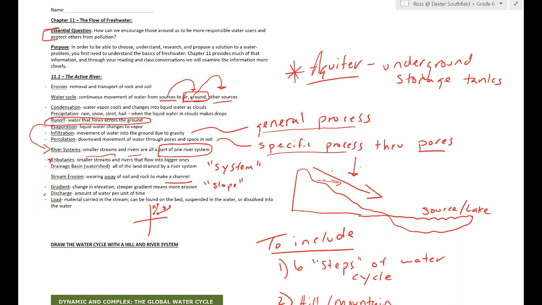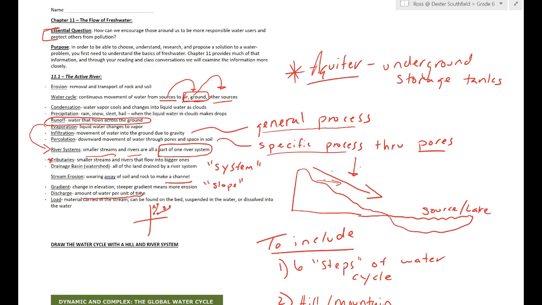Discharge is the amount of water per unit of time. So meaning how much water is actually flowing down that river, right? Some rivers could be really, really steep, but they might not have much water flowing down them. So it could just be a trickle of water going down a really steep hill. Or you could have a ton of water going down a pretty flat river. Or you could have a ton of water going down a really steep slope.